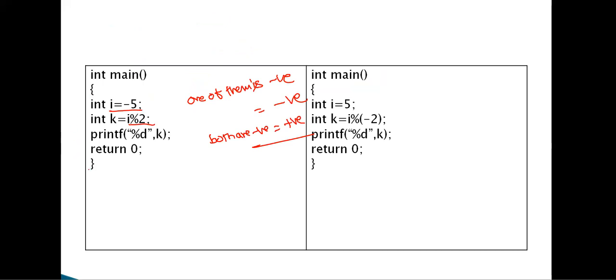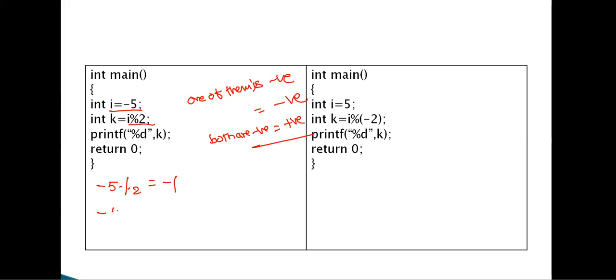First, what is the first one? Minus 5 mod 2. What is the answer? Numerator is negative, so it is a modulo division operation. The answer is simply minus 1. The sign of the numerator is minus, so the answer is minus 1.